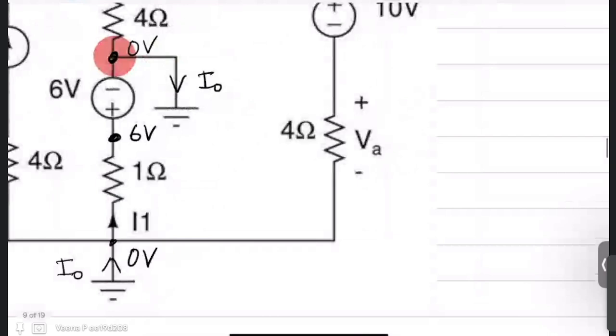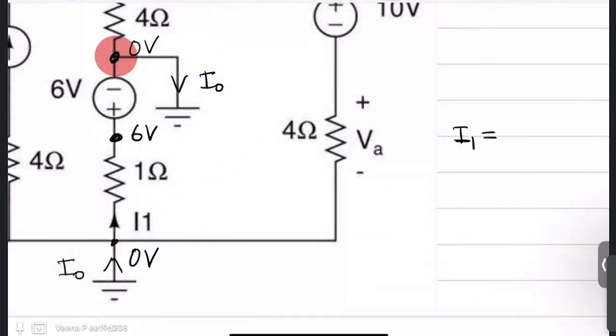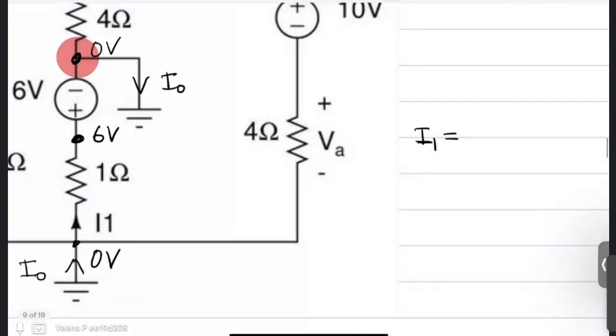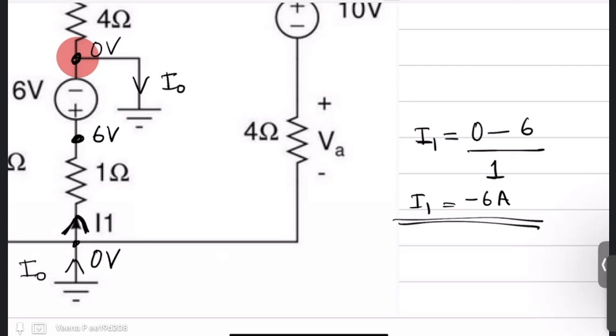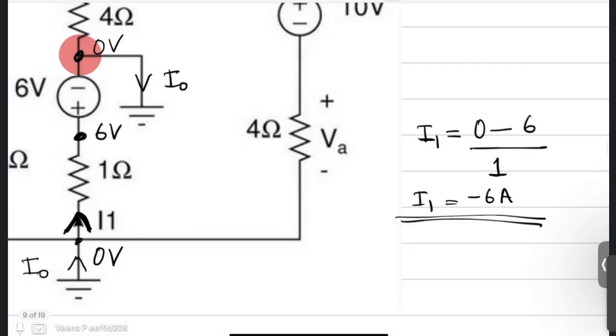So your I1 is nothing but, I1 is in this direction. So it is 0 minus 6 divided by 1, or minus 6 ampere. So you directly got your I1. I1 is minus 6 ampere. Note, make sure of this direction. Since your I1 direction is given like this, it is 0 minus 6 by 1.